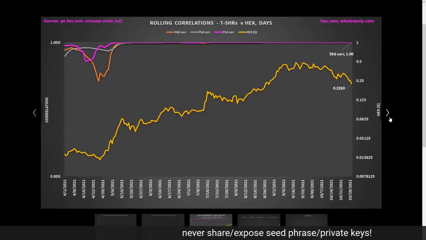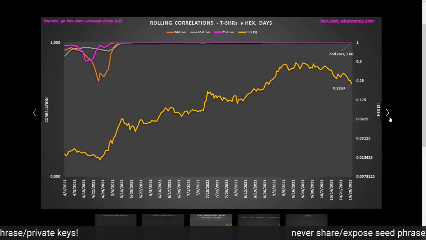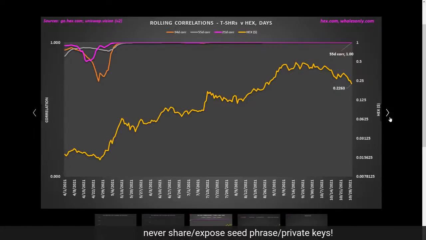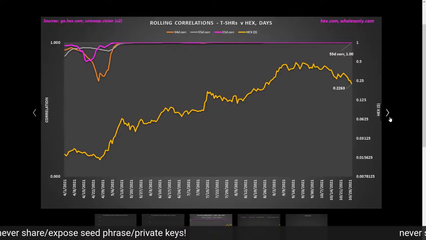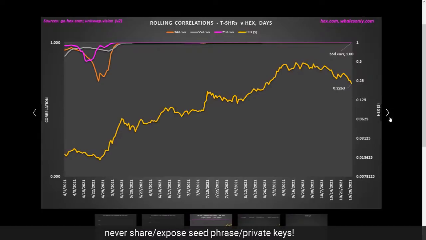So, rolling correlations: T shares versus the price of X. Now, this is the price of T shares versus the price of X, and as you guys can see, interestingly enough, 55-day correlation is still one. So is a 21-day and a 34-day. Interesting. Wonder what's going to happen when price decides to turn around. Guess we'll find out.